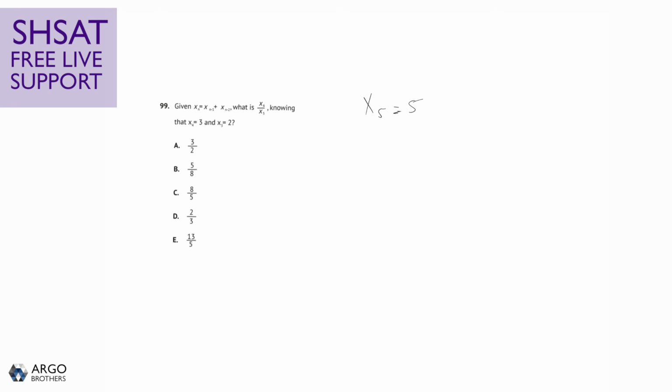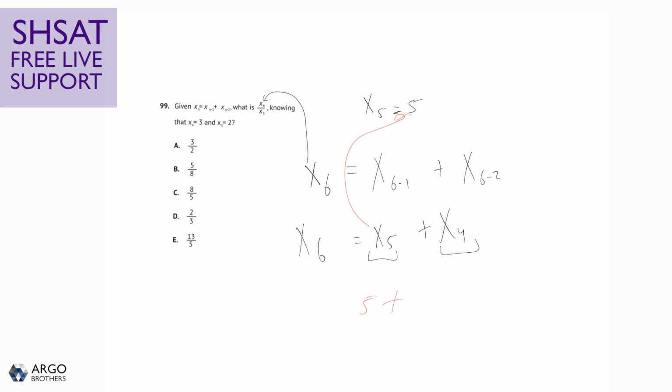Now I can do the same exact thing. I need to find out what x sub 6 is equal to, since I'm looking for this value, and I'm going to plug it into my formula. x sub n, which is 6 minus 1, plus x sub 6 minus 2. 6 minus 1 gives us x sub 5, plus x sub 6 minus 2 is 4, which is x sub 4, and the great thing is that we already know what these equal. x sub 5 is 5 plus x sub 4 is 3, so x sub 6 is equal to 8.